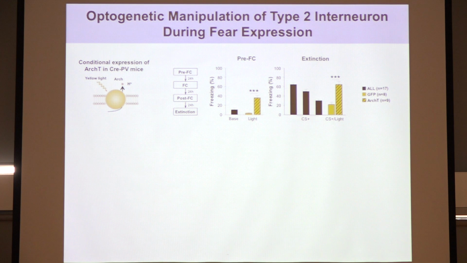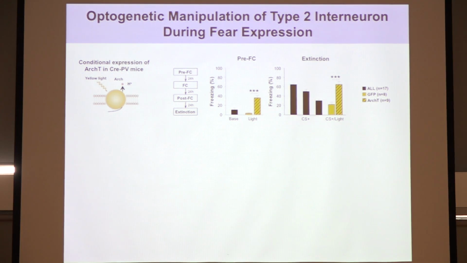So what we have done first is the manipulation of the inhibition of PV interneurons using archaerhodopsin. This is the behavioral protocol we have used. We have a pre-conditioning session, a fear conditioning session, 24 hours later a post-conditioning session, and again 24 hours later an extinction session. The first manipulation we have done is during the pre-conditioning session.